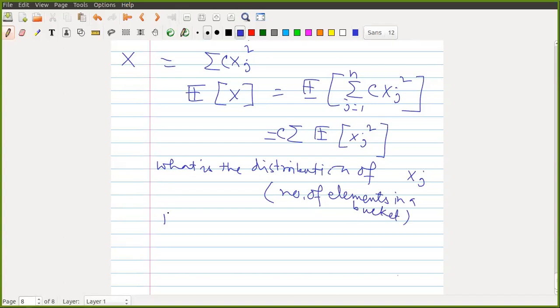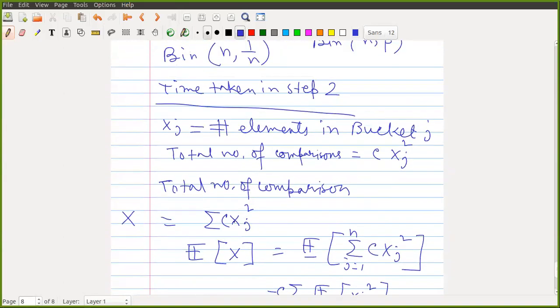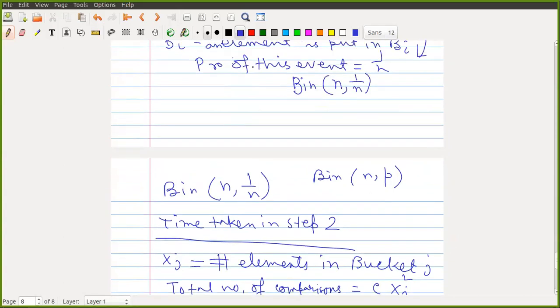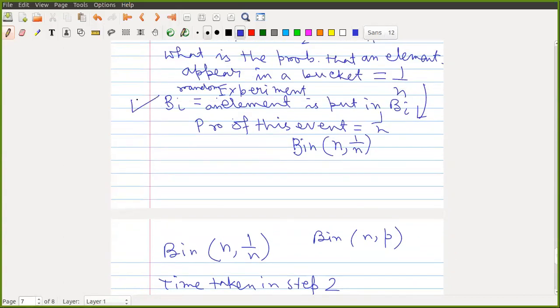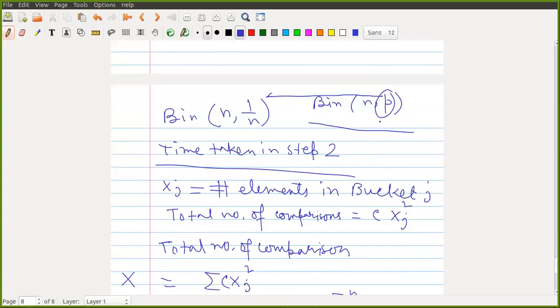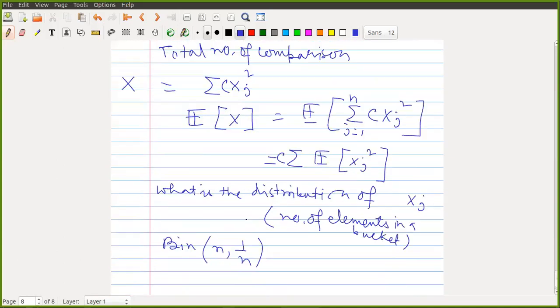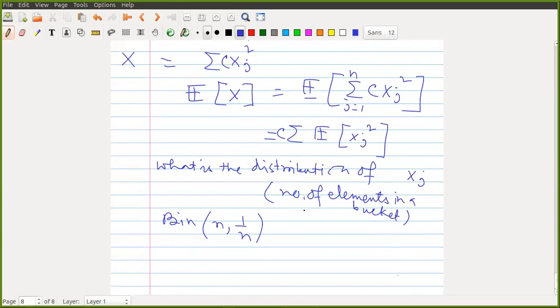So this is nothing but this Bin(n, 1/n), right? This is the thing that I have covered here. So the random experiment would be a success when an element is put into bucket i and a failure otherwise. So what is the probability of success? What is the p for this binomial? So p would be 1 by n, right? And the total number of elements that we put is actually n. So it will be distributed as Binomial(n, 1/n).